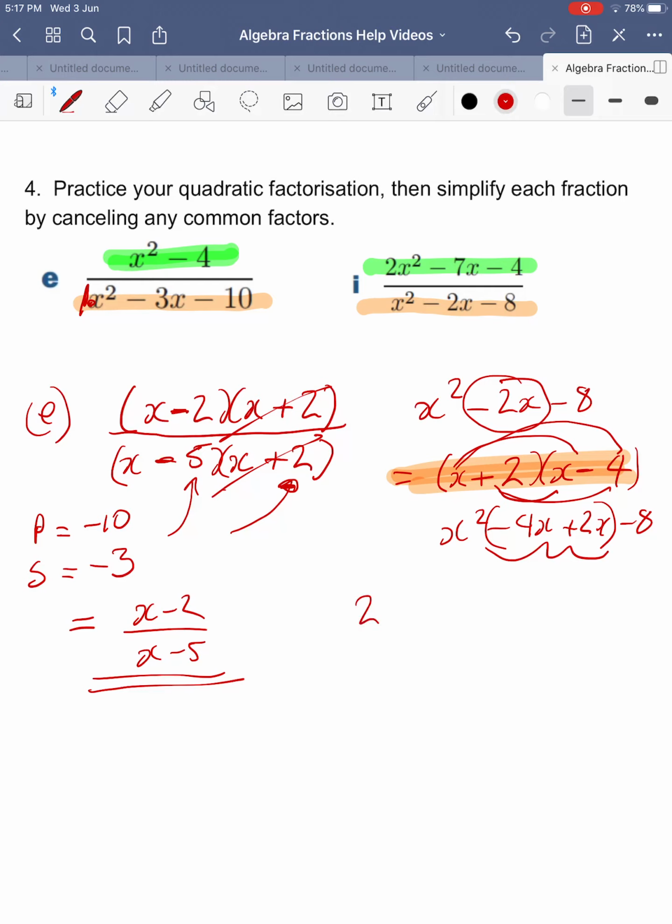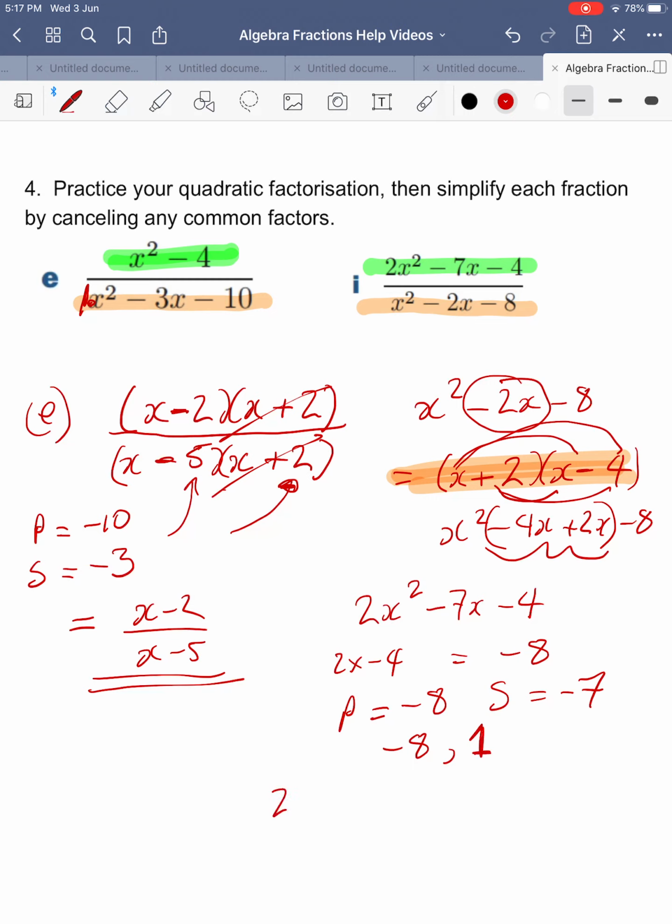And now the numerator, 2x squared minus 7x minus 4. Factorising, we'll do 2 times negative 4 equals negative 8. So we need the product to be negative 8 and the sum to be negative 7. Two numbers multiplied to give negative 8, add to give negative 7. So I think that's negative 8 times positive 1.